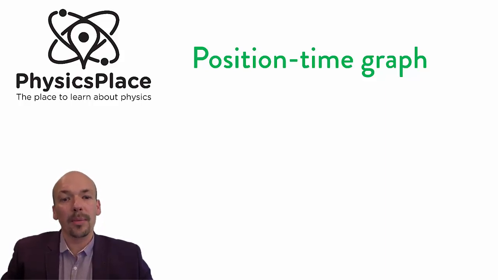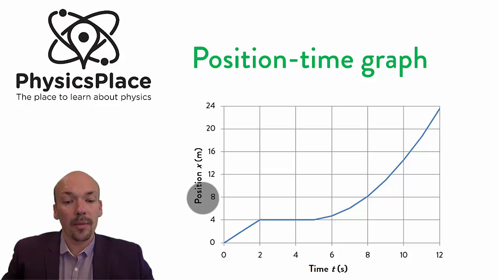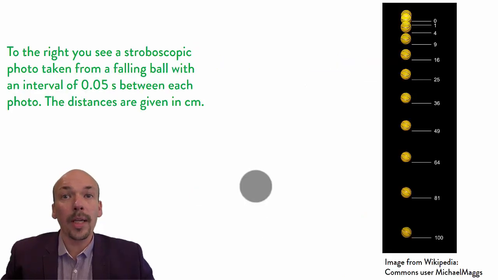And in this video I'm going to explain what position time graphs are, how you can make them and how you can read them. This is an example. As you can see, we have the position, we have the time, and we have a line here. And first I'm going to show you how we make such a graph. For that I use this example.